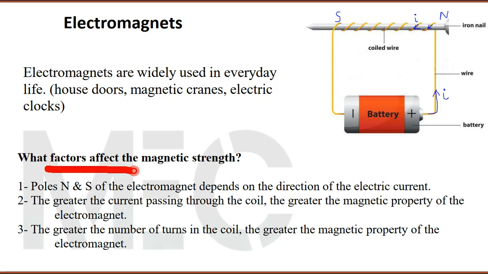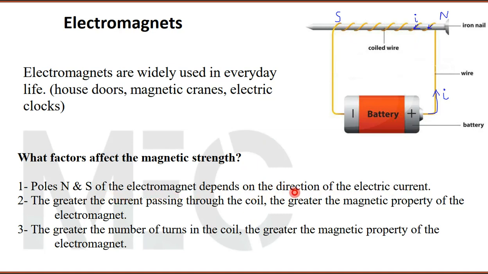What factors affect the magnetic strength? Number 1, poles N and S of an electromagnet depend on the direction of the electric current. I'll talk about how I found the S and N poles like this in the upcoming sessions. When the direction of current changes, for example, if the direction of current is like this, the S and N switch.